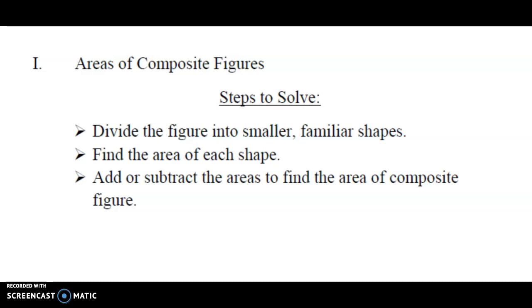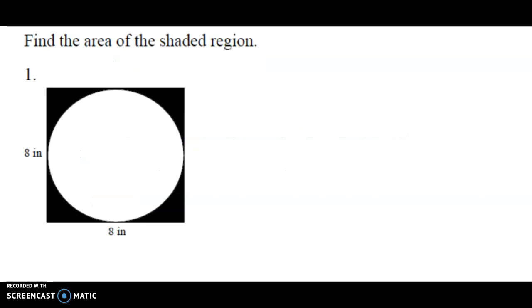It might be smart to print that out so that you have it next to you as you're working through these problems. The most important step is at the end. You're either going to add or subtract to find the area of the composite figure. You're never going to do both. You're either going to add or you're going to subtract in all the problems that I'm going to give you. So let's take a look at the first one.